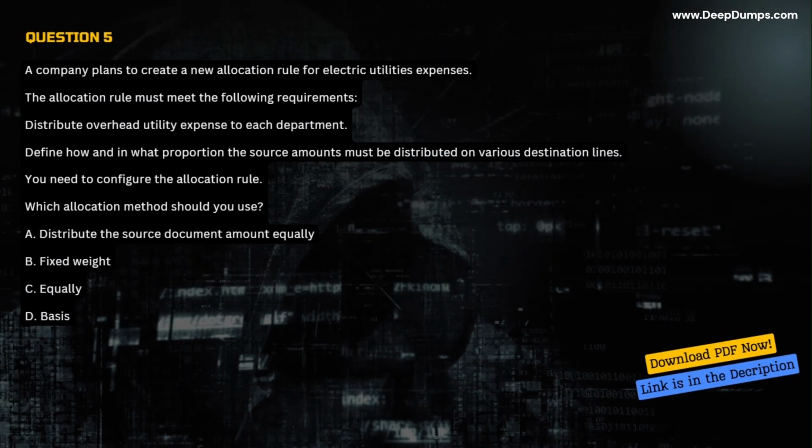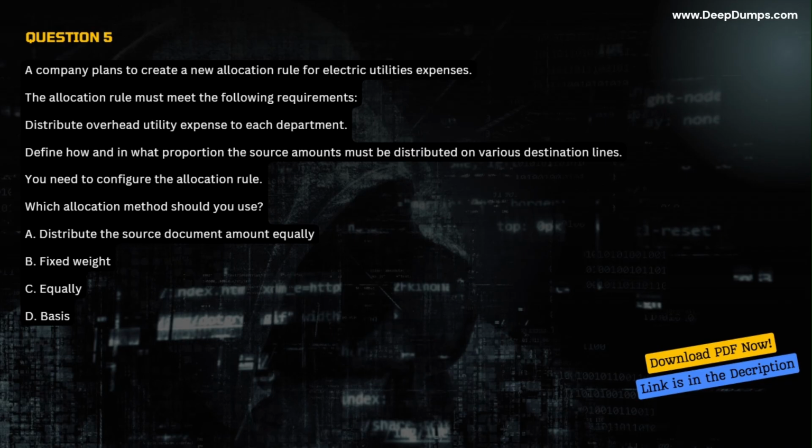Question 5. A company plans to create a new allocation rule for electric utilities expenses. The allocation rule must meet the following requirements. Distribute overhead utility expense to each department. Define how and in what proportion the source amounts must be distributed on various destination lines. You need to configure the allocation rule. Which allocation method should you use?